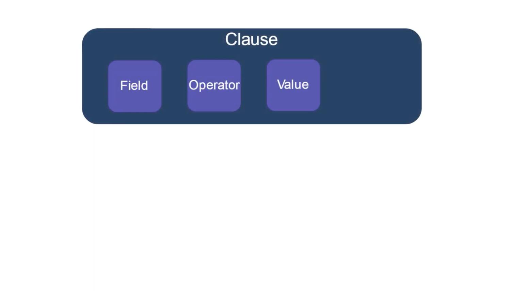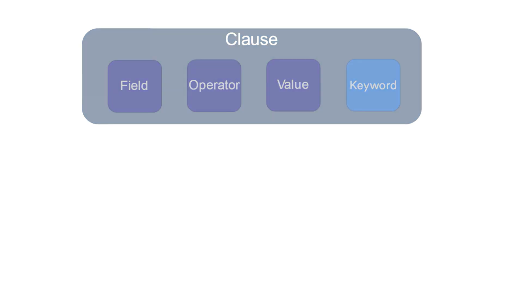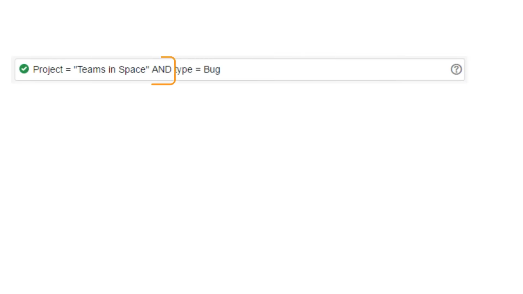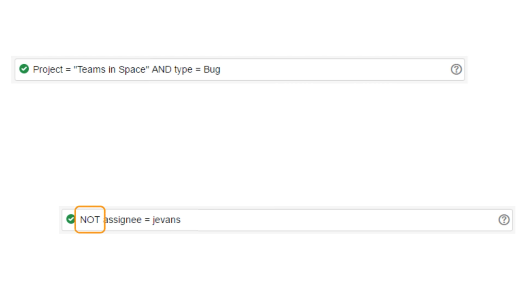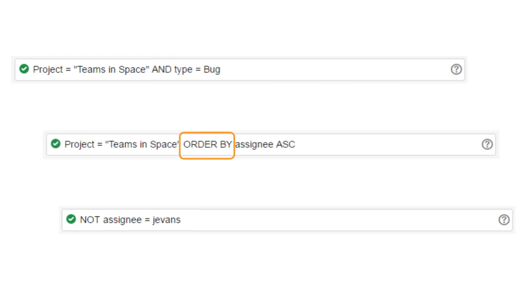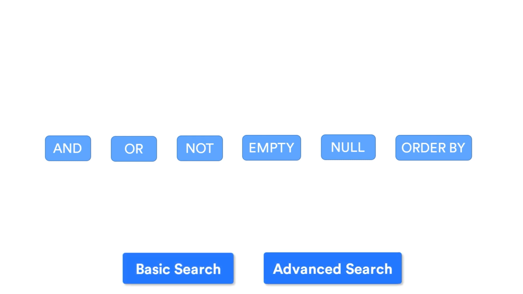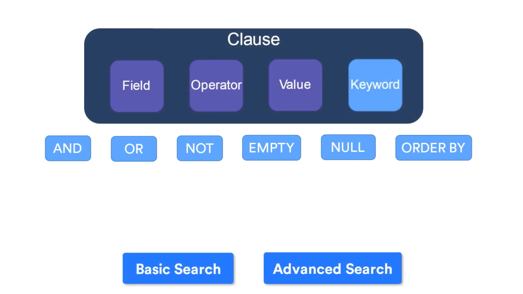The fourth and final element we're going to look at is keywords. Keywords are different from fields and operators. Some keywords serve to join clauses together, while other keywords change the logic of one or more clauses, and others alter the results of a query. Jira Query Language supports the use of 6 keywords. Let's see examples of basic or advanced searches that use keywords.